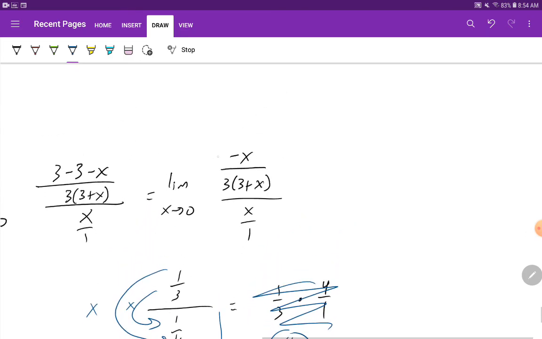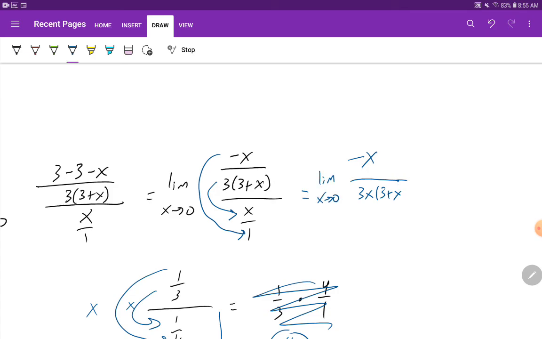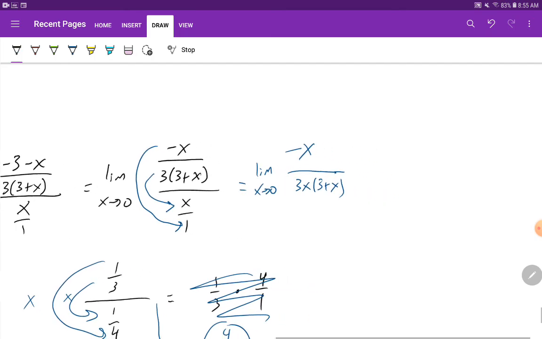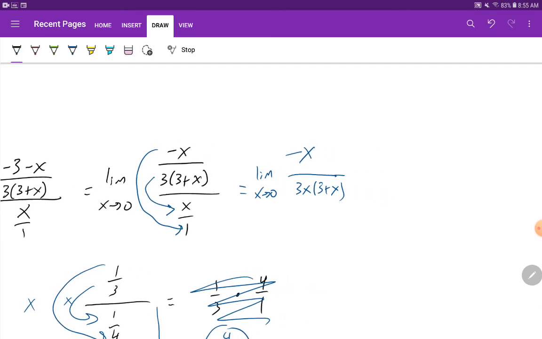So similarly, outers over inners for me, this is going to become negative x over 3x times 3 plus x, where the limit as x goes to 0. Okay, and then you notice something nice happens here. We can't plug in the 0 into this, but we can cancel out the x, which will then let us plug in the 0. So we get the limit as x goes to 0 of -1 over 3 times 3 plus x. And now we can substitute in. We get -1 over 9.